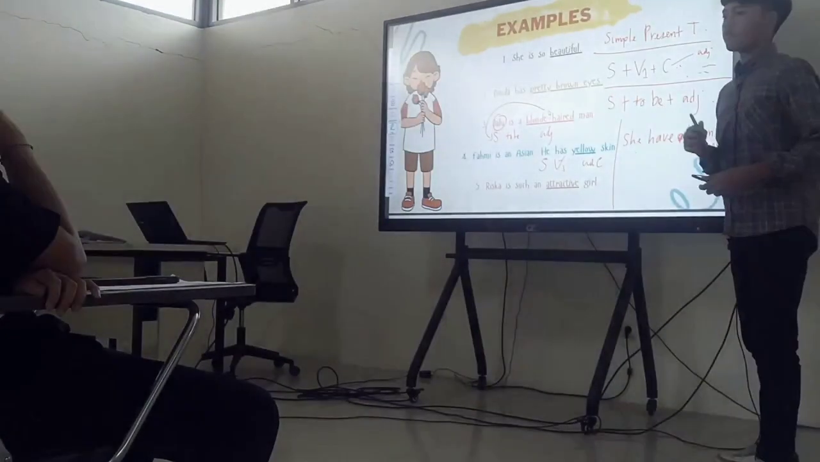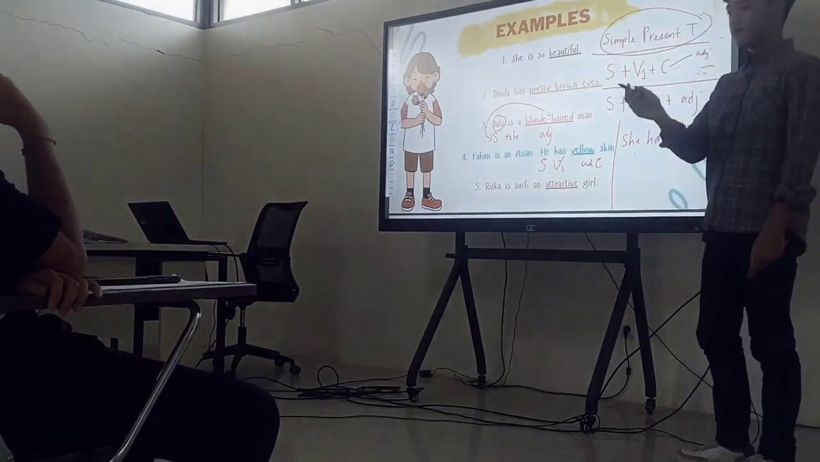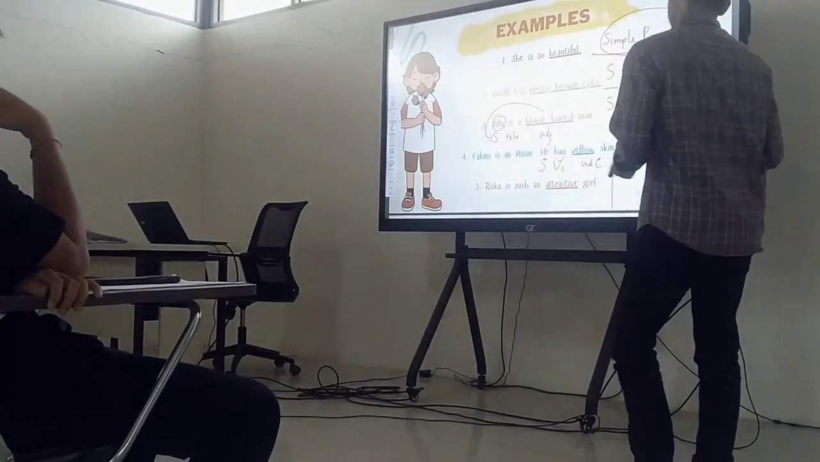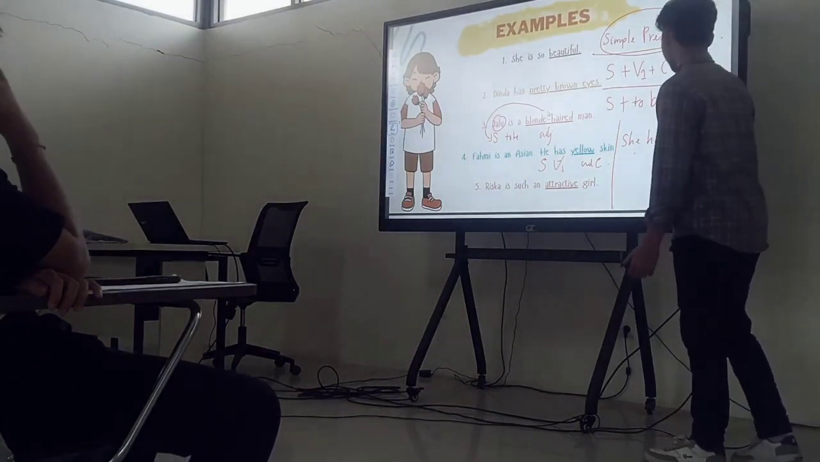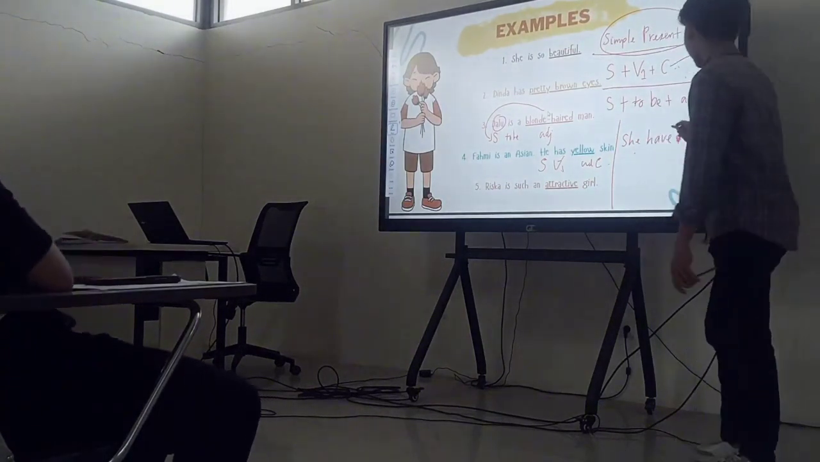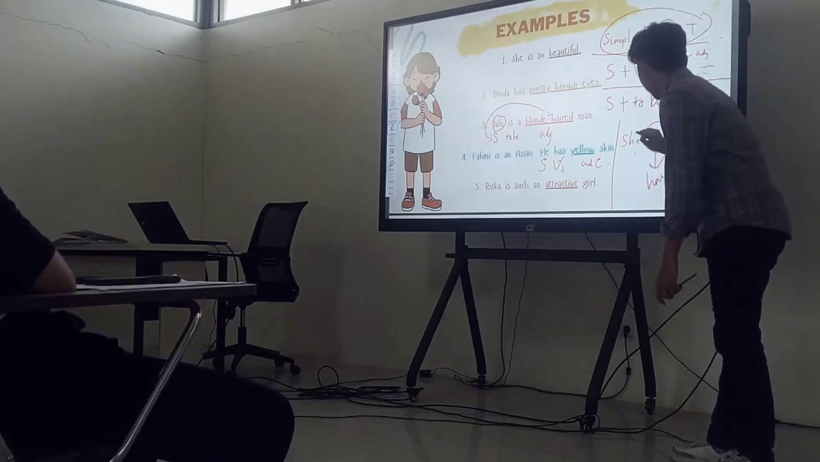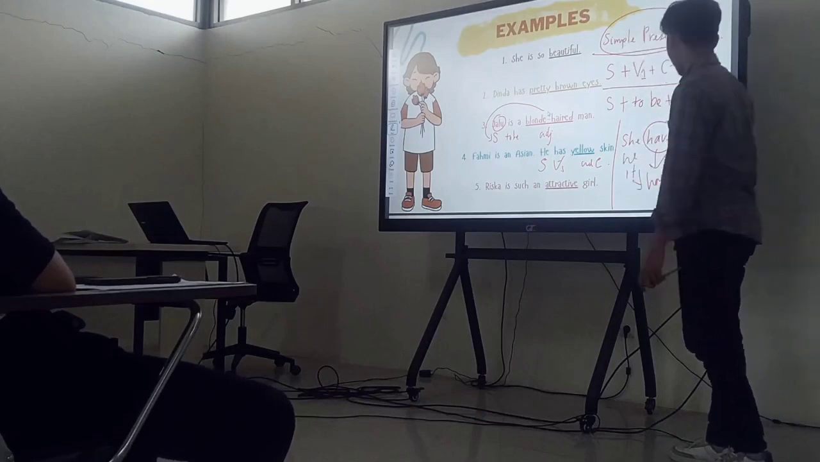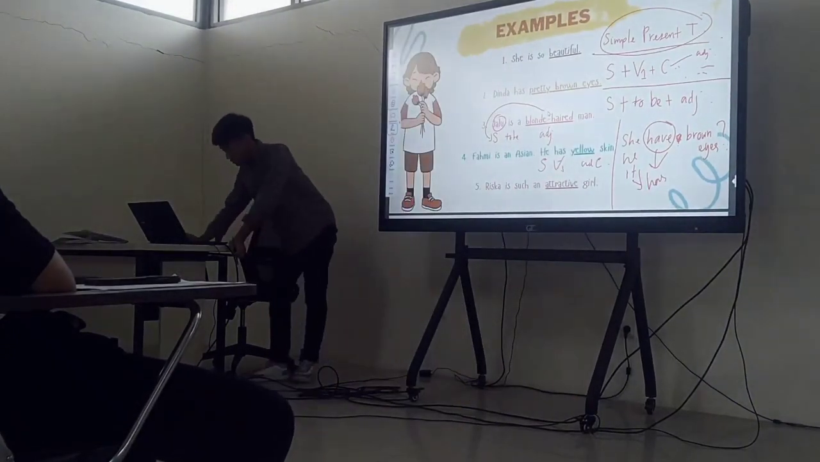This is for checking your understanding about simple present tense. So which part is incorrect? Have. It's supposed to be? Has. Because she is third person. Yes, has. Okay, that's cool. That means you still remember simple present tense.